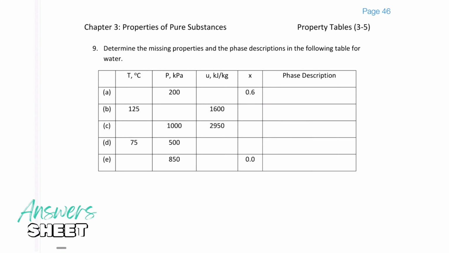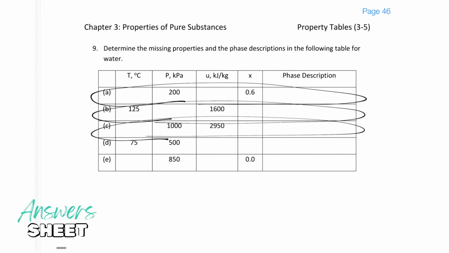Okay, so I may give you, and actually will give you on a test, a table like this. And I'll say determine the missing properties. Fill in the blanks of this table. What it really is, it's really 5 problems in one, right? Problem A, problem B, problem C, problem D, problem E.